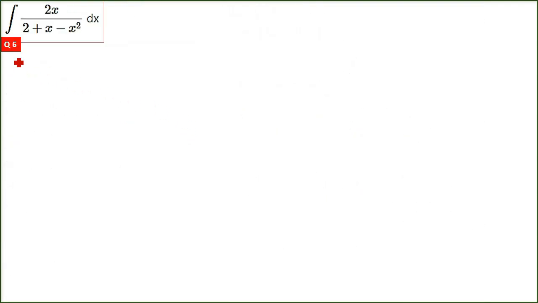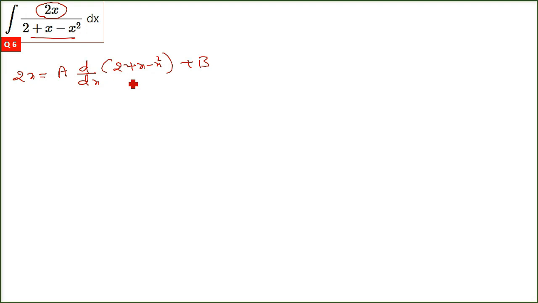Now this is 2x by 2 plus x minus x square. This is also almost similar to what we have done. But since it looks like a different question, in a way, we'll try to solve it. We need to get this numerator 2x in terms of differentiation of the denominator. For that, we'll use two constants also, A d by dx of 2 plus x minus x square plus capital B. A and B are constants.